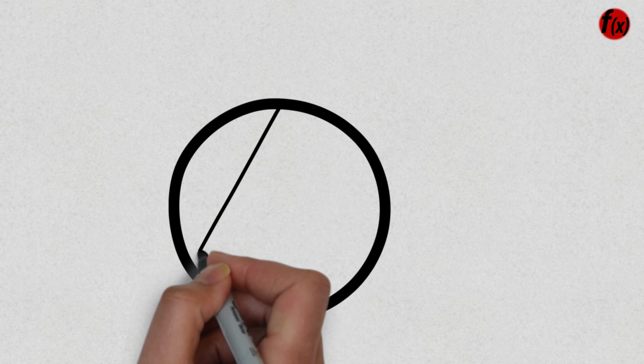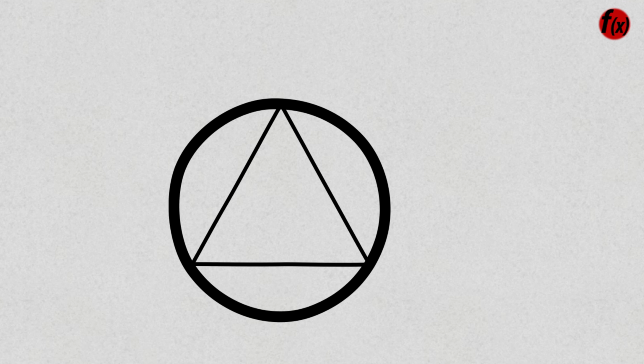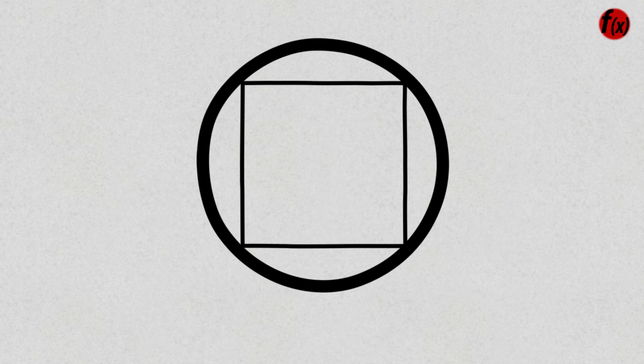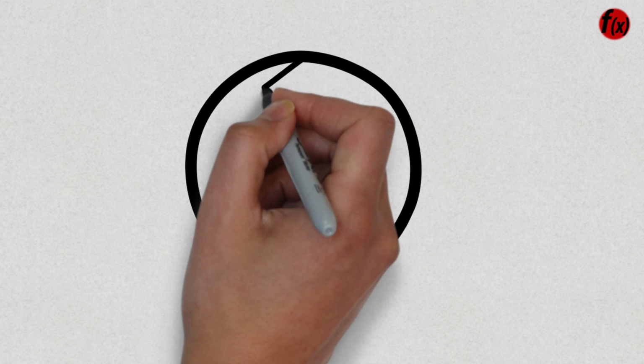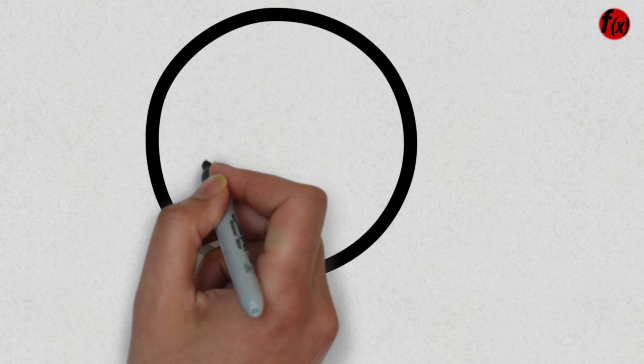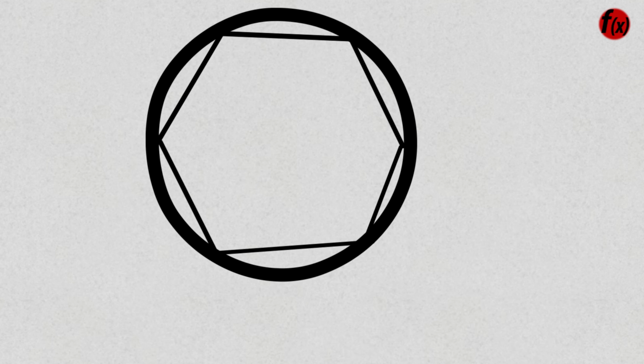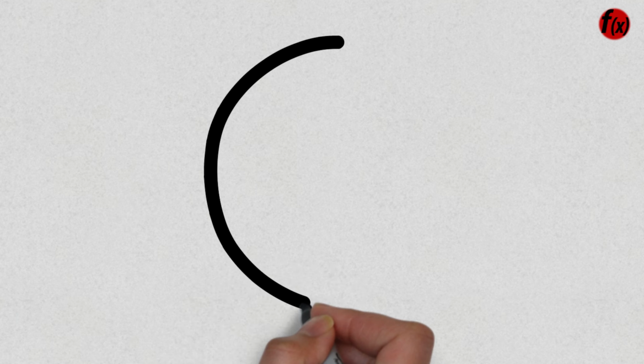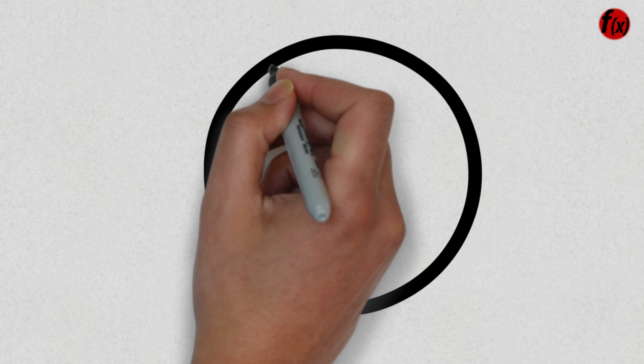For simplicity, a triangle, 3 sides, clearly doesn't resemble a circle. A square, 4 sides, is still angular, but closer than a triangle. A pentagon, 5 sides, a hexagon, 6 sides, etc. With each increase in sides, the polygon becomes more circular.